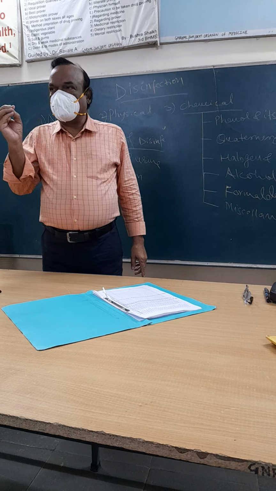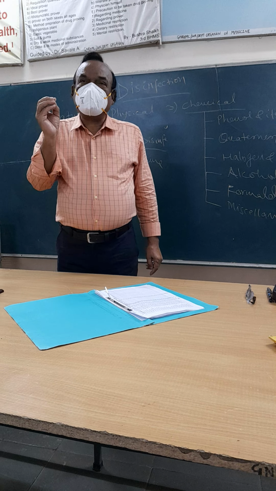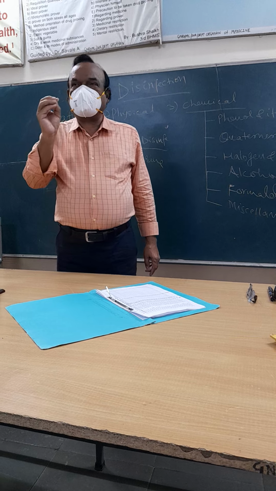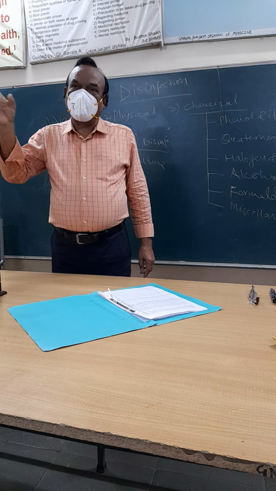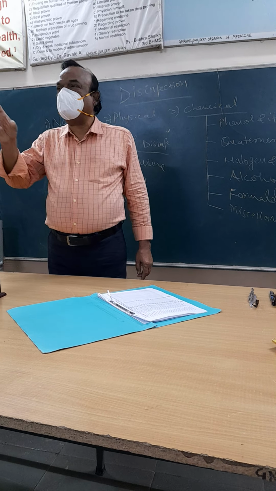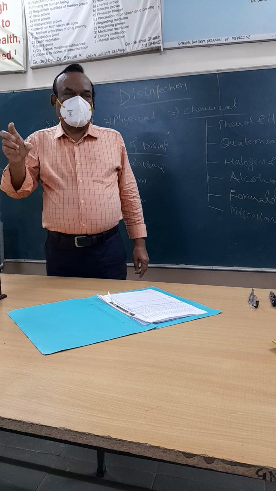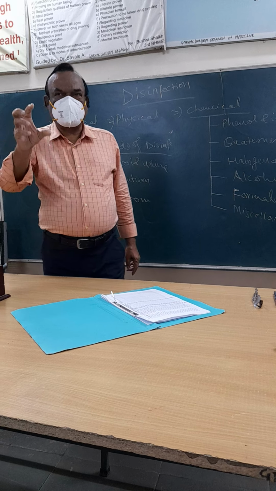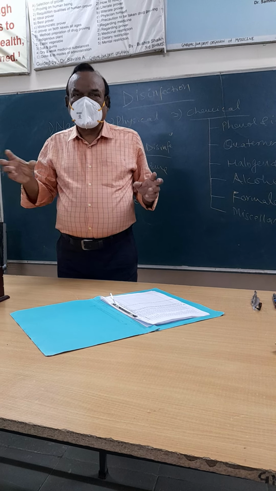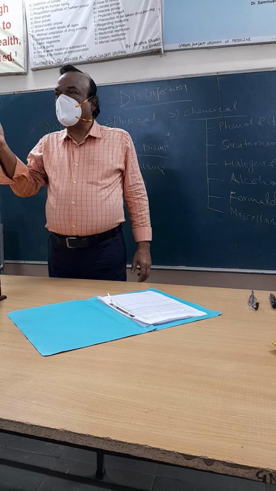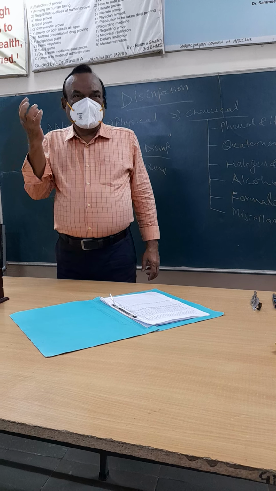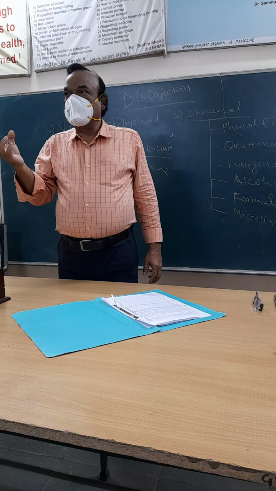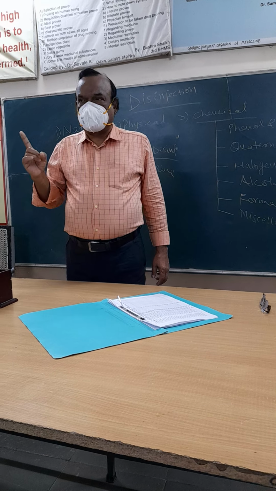This bleaching powder is used for disinfection of water. So purification of water is achieved by chlorination of water by use of bleaching powder. Bleaching powder, when it comes into contact with impure water or turbid water, releases free chlorine. 33.5% of free chlorine is released per 1 gram of bleaching powder.